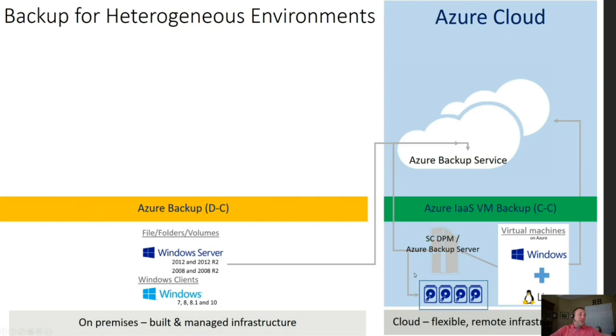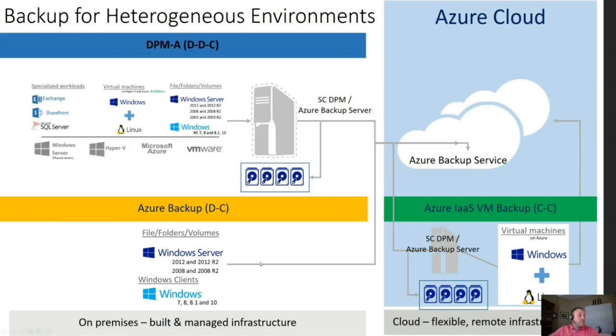But it doesn't stop there. We can also support scenarios where customers might have a hybrid environment. Maybe they've got some machines in Azure they want to back up, and they've got some machines on-prem they want to back up. So we support going from data center to cloud, where customers can do file and disk level backup directly into Azure.